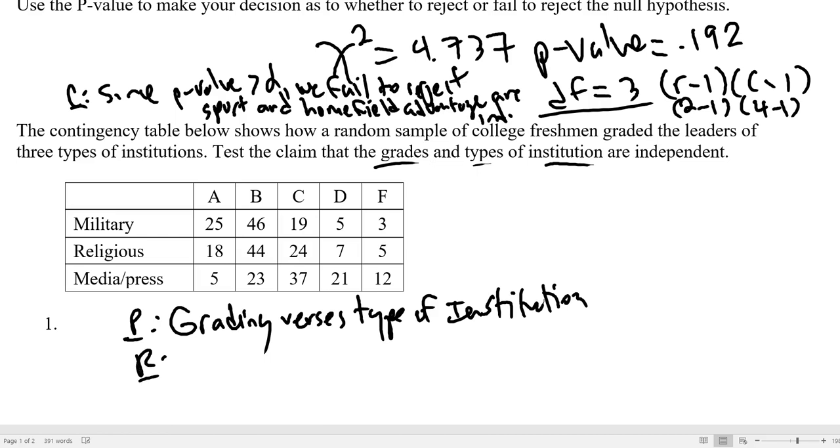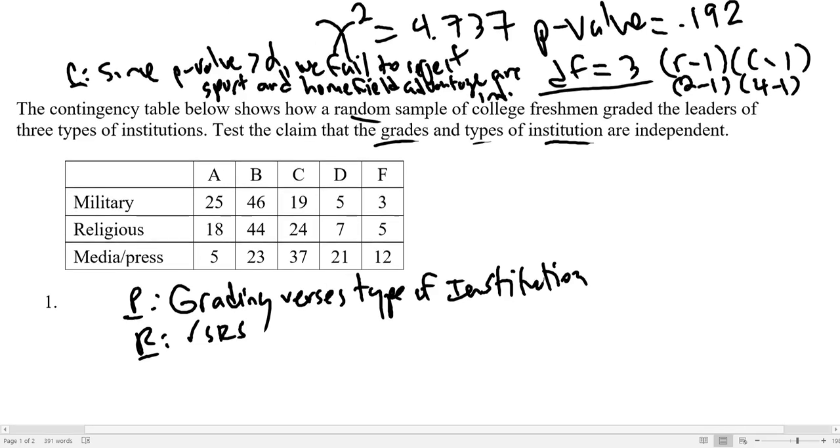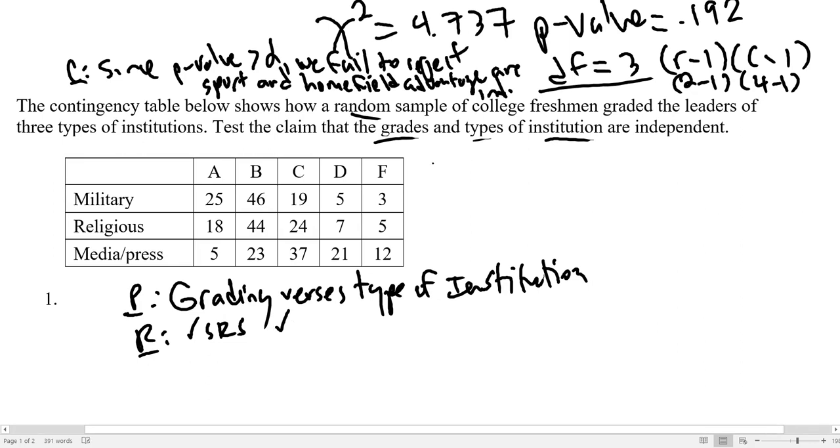What are the requirements? This data had to be collected randomly. Done. What else? They didn't list these on the last one, so I'm going to go ahead and list them out. It needs to be 2 categories. We have grading as one category, institution is another. Okay. What else do we need?